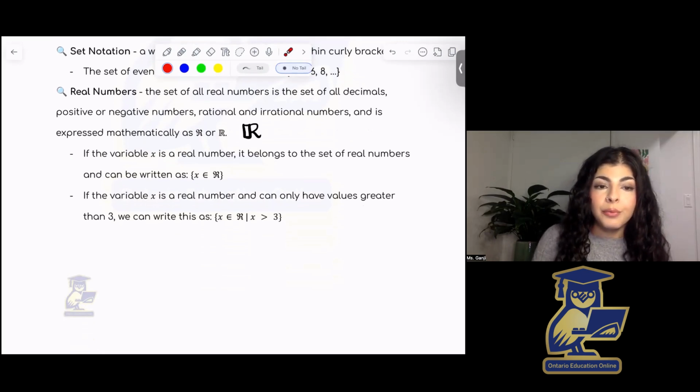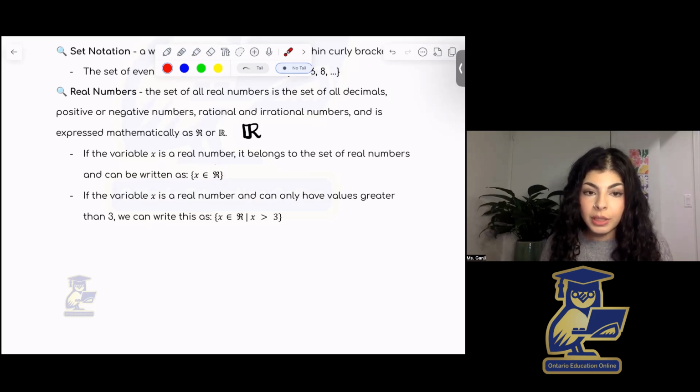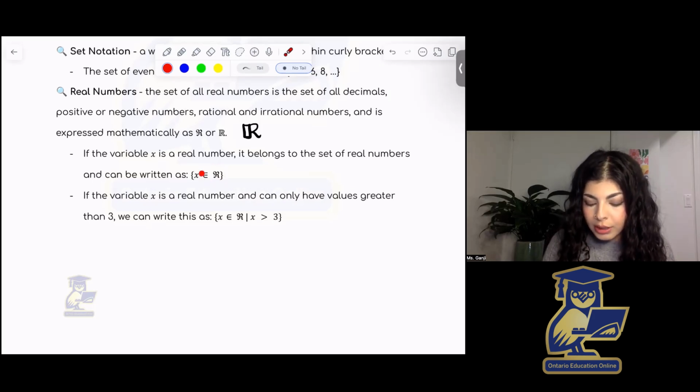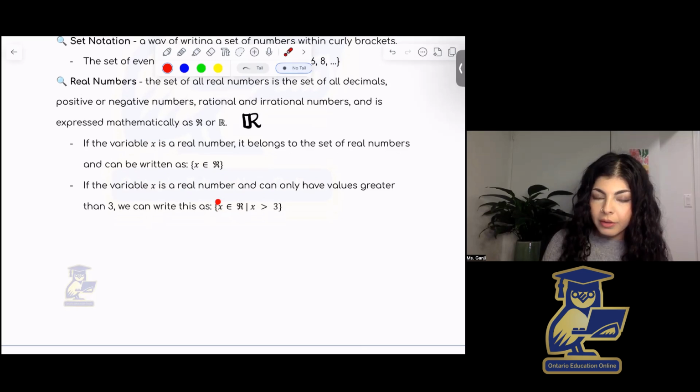So if the variable x is a real number, so our input value, then we can say that x is part of the real number set. So x belongs, this symbol here means belongs, to the set of real numbers. And in our examples, we'll see that this will always be true. So our set notation will always start with that. Now we will add a condition.